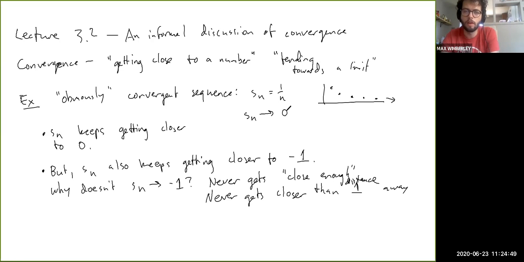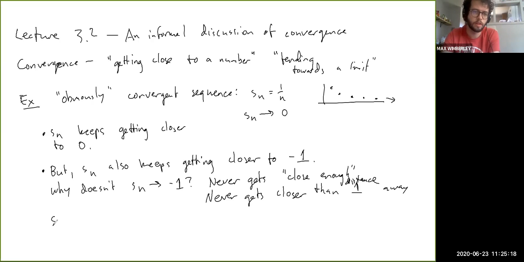0 is the only number which Sn keeps getting closer to, and it gets as close as you want it to get. It gets closer than a millionth away, it gets closer than a trillionth away. Sn gets as close as you could possibly imagine to 0 as you keep going. So that's one of the fundamental properties of convergence, that the sequence has to get arbitrarily close.